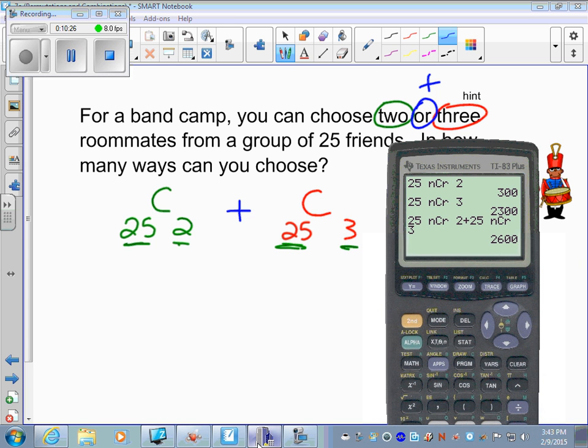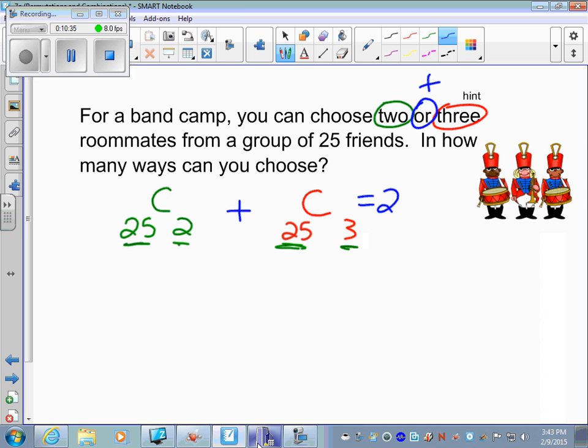different combinations of roommates. So it's 2600 combinations of roommates.